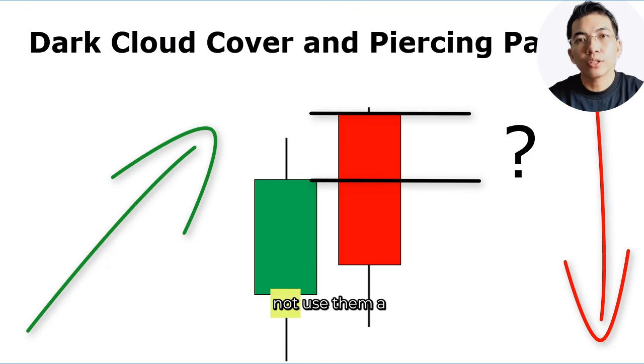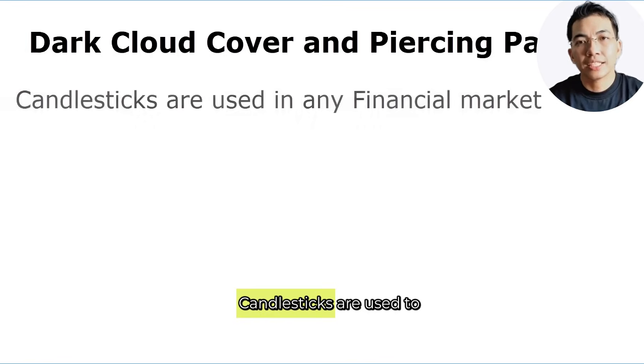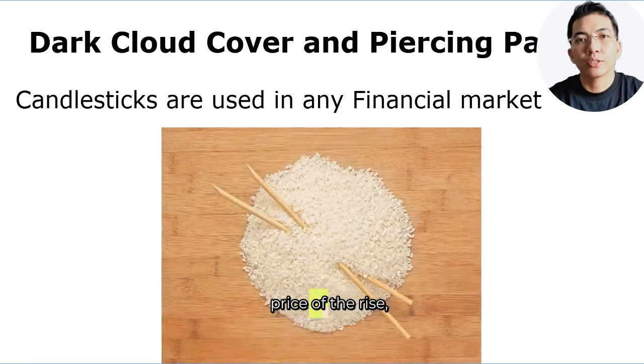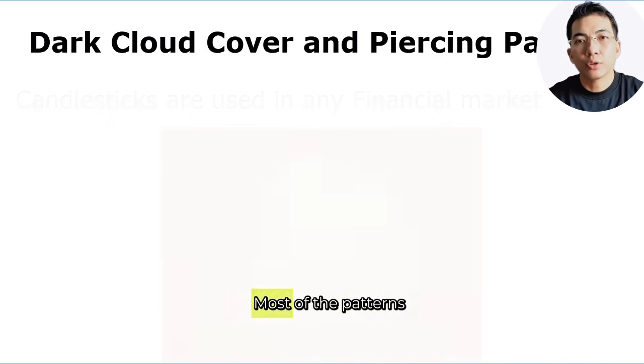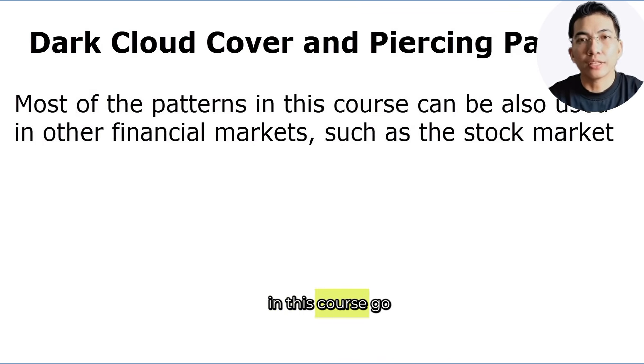But unfortunately we will not use them a lot, and we need to have a look at the historical background of candlesticks to understand why dark cloud cover and piercing pattern will not be very useful for our trading. Candlesticks are used to monitor and study the prices in any financial market. They were created in Japan to track the price of the rice, so of course they were not created initially for the forex market. Most of the patterns that you are learning in this course go beyond the forex market. They can also be applied to study other financial markets, like the stock market for example.